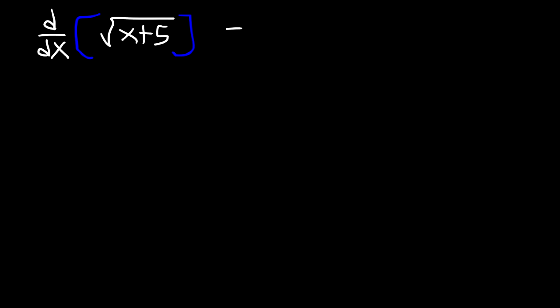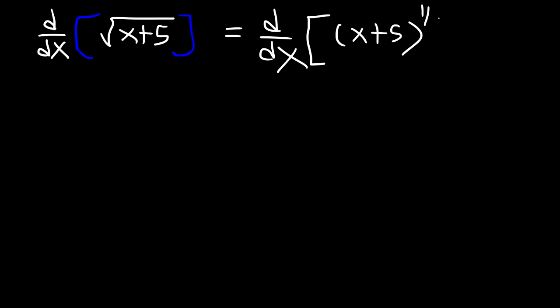Now let's talk about how to find the derivative of another similar example. And this is going to be the square root of x plus 5. So first, let's rewrite the expression. So this is basically x plus 5 raised to the 1/2. Now we need to use the chain rule in addition to the power rule.